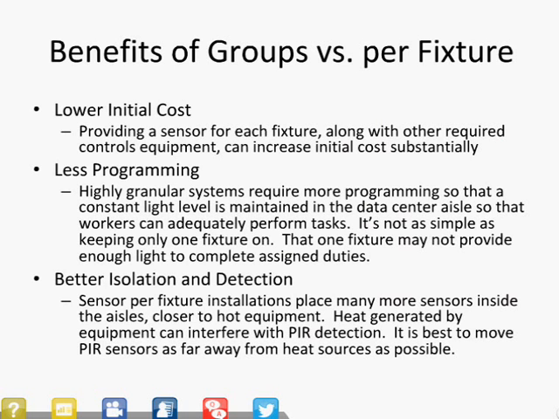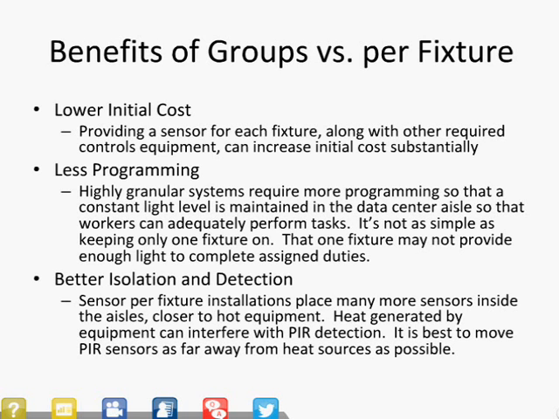It's not as simple as just keeping one fixture on. That one fixture, as we said, may not provide enough light to perform the assigned duties, and so you may need to keep multiple fixtures on. And by having individual sensors on fixtures, that complicates the programming.